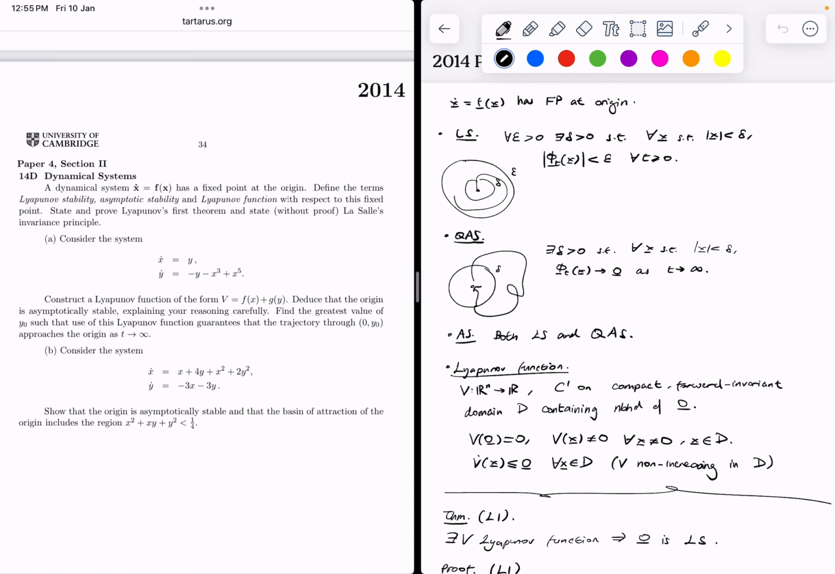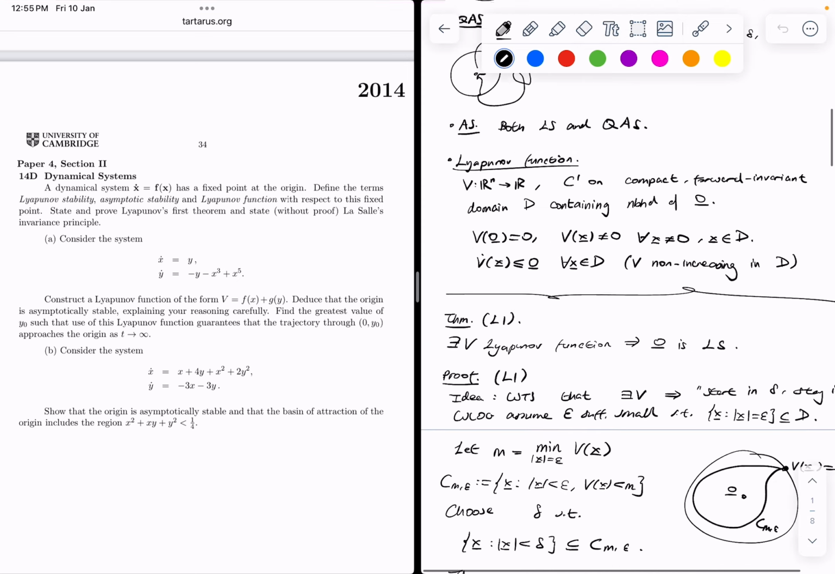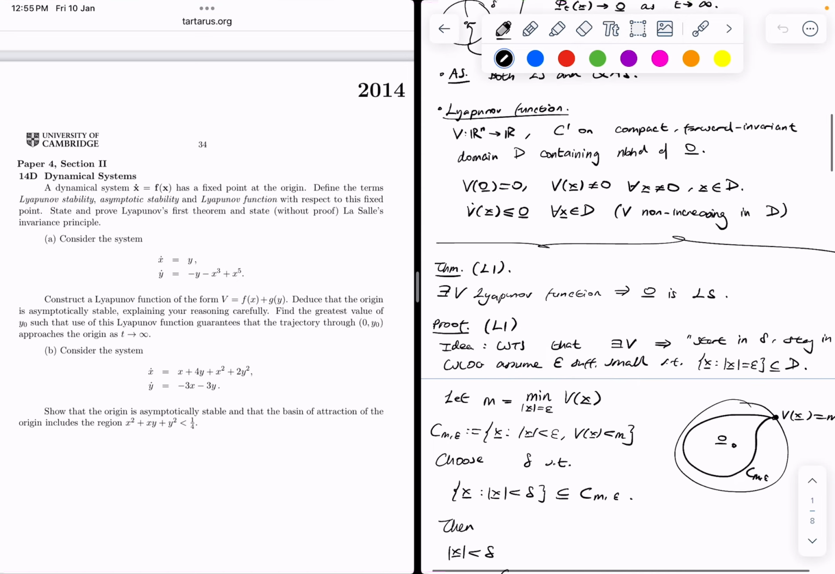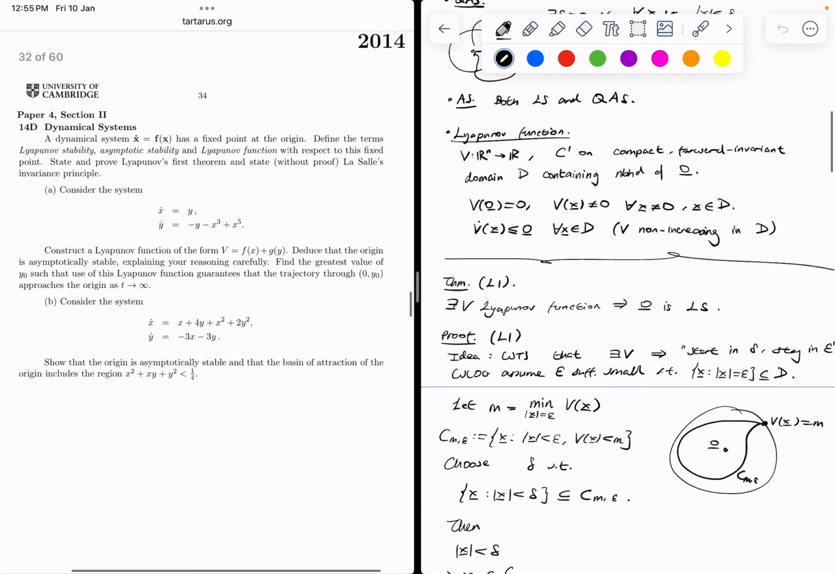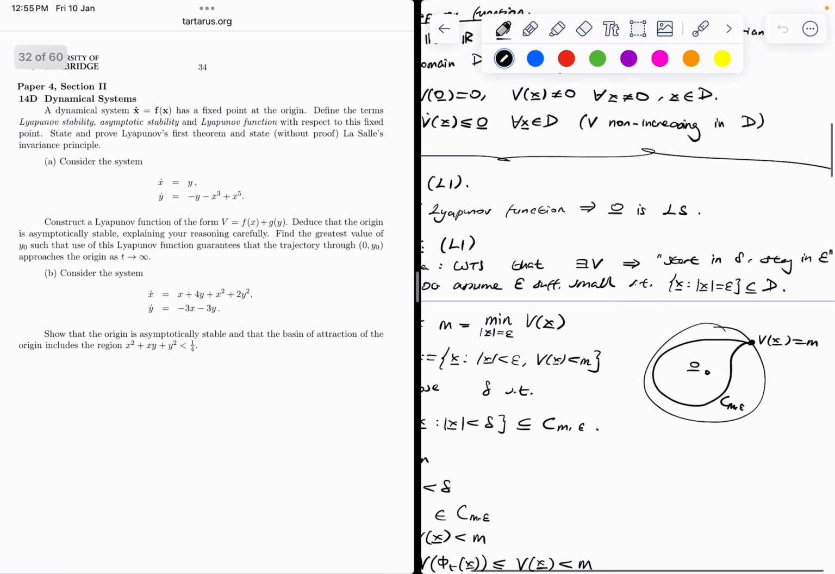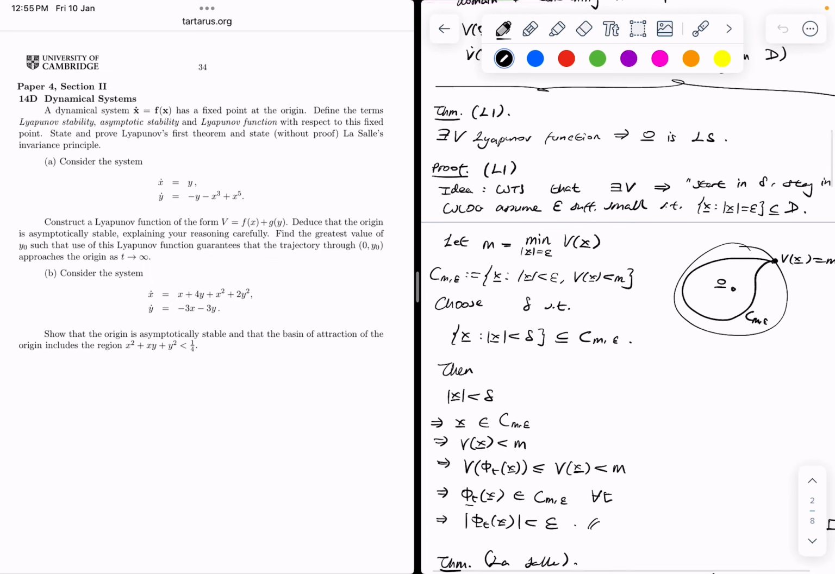I just drew a few pictures to help me remember what the definitions were, and after drawing the pictures, I then wrote out the definition of the Lyapunov function. Yeah, this was fine. That's just book work.